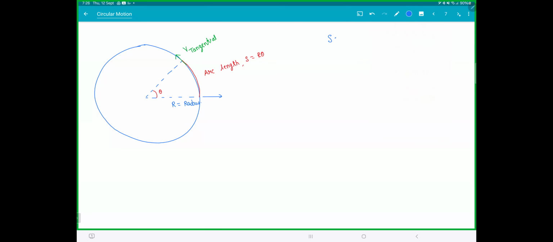So we know the arc length is equal to r theta. If you differentiate with respect to time, we get ds by dt is equal to r into d theta by dt. Since s is the arc length, ds by dt will be the tangential speed, which we call v tangential, which is nothing but r omega.